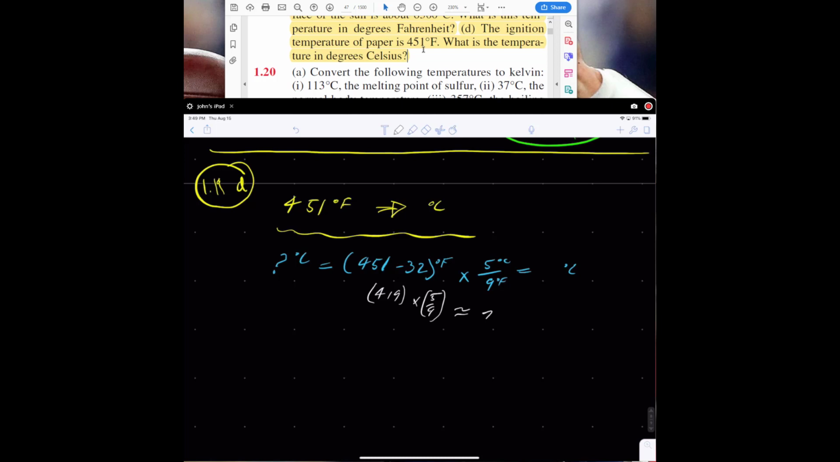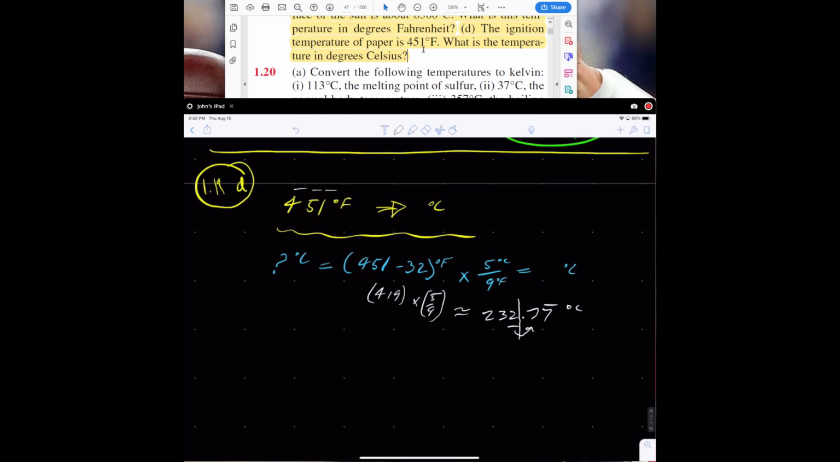Gives us what temperature? 232.77 repeating degrees Celsius. So we look at what we had in the beginning. We had 451 degrees Celsius, that's 1, 2, 3 sig figs. My guess is we have 1, 2, 3. Right, we're going to stop here.